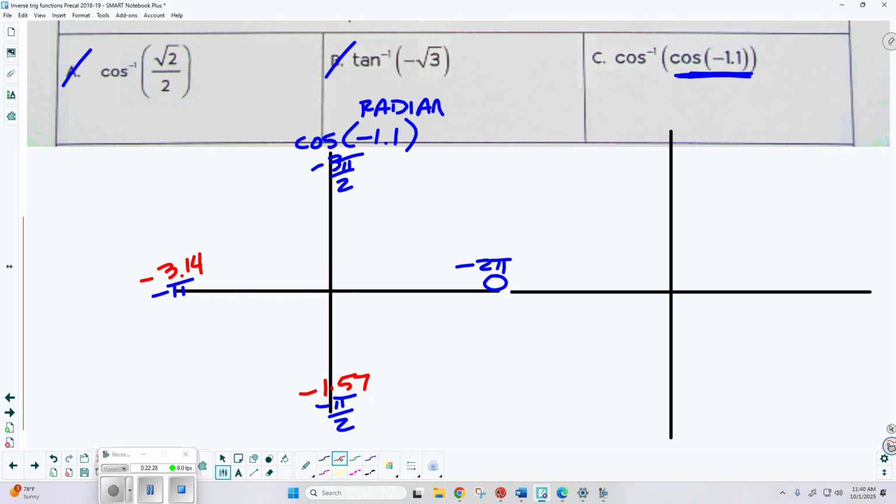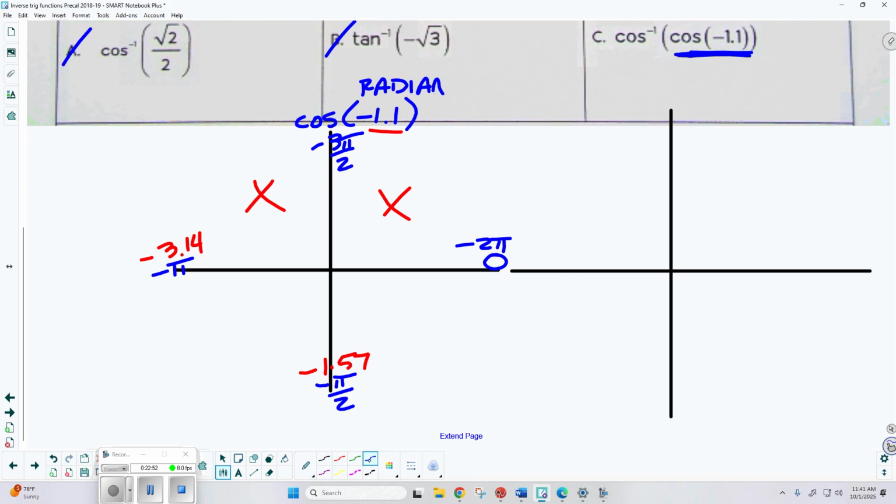Okay. Well, let's see. Negative 1.1, would it be larger or smaller than that negative 3.14? Definitely larger. So that already eliminates quadrants 1 and 2. Okay. But how does the negative 1.1 compare to negative 1.57? It's larger, so that means quadrant 4. Okay. So is everybody okay with how I reasoned my way through that?